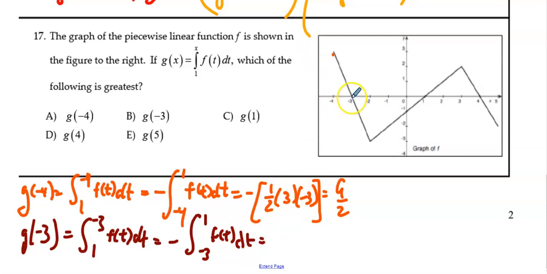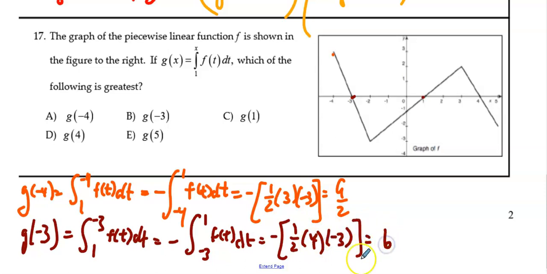And then I want to go from negative 3 to 1, right? So now I want to find the area of this triangle. So negative 3 to 1 is this one. So this is going to be negative, because again, with the negative, it's going to be 1/2, and then it's going to be 1, 2, 3, 4. Again, negative 3. So this is going to end up being positive 6. Okay, positive 6. I'm going to just do one more quick one here.